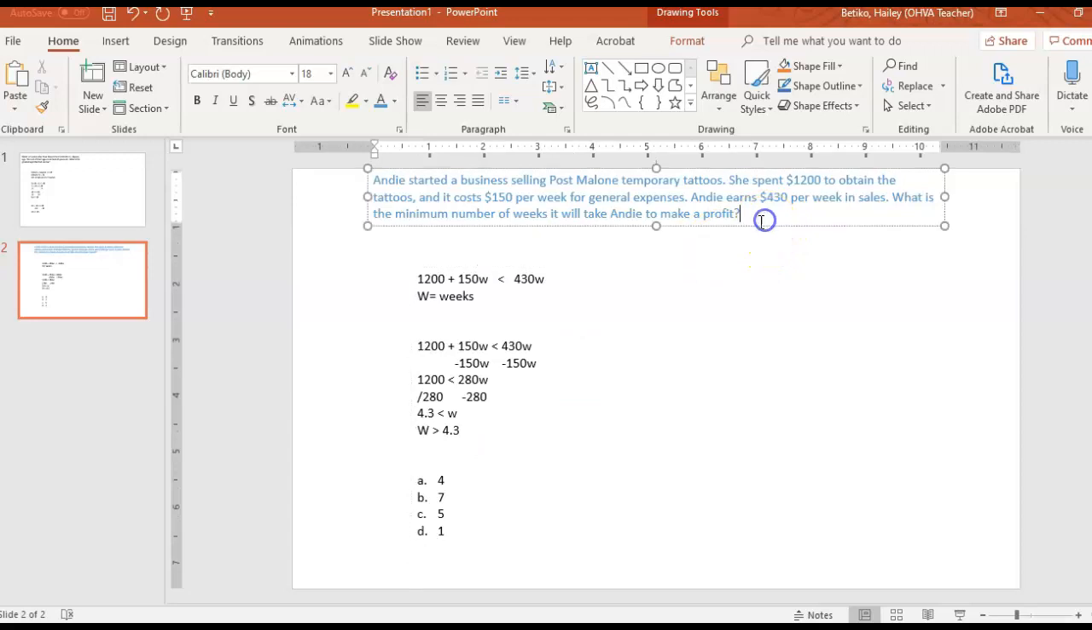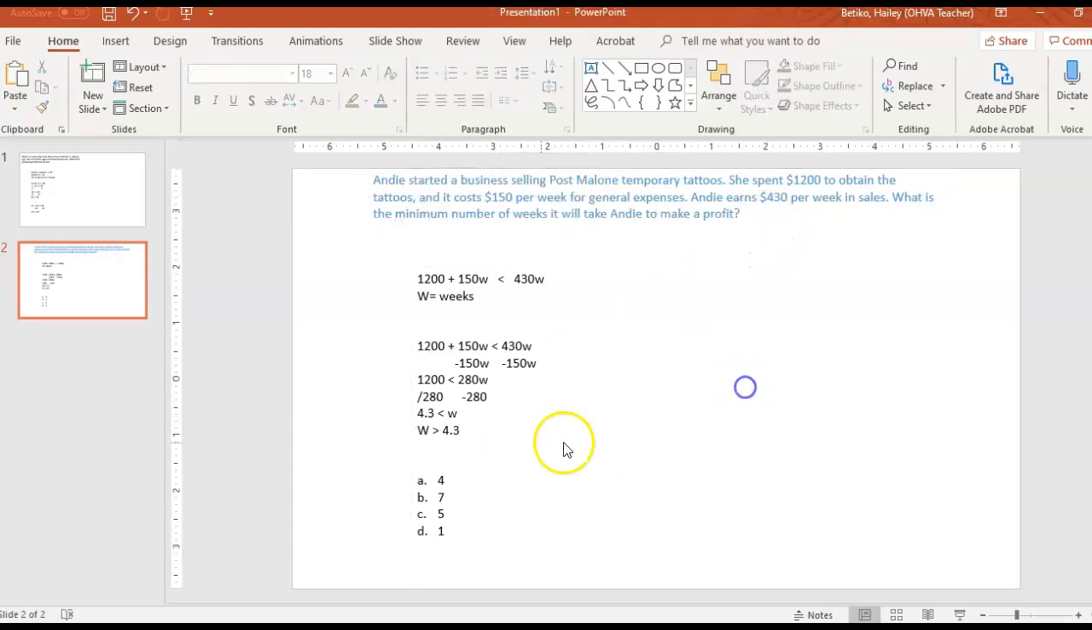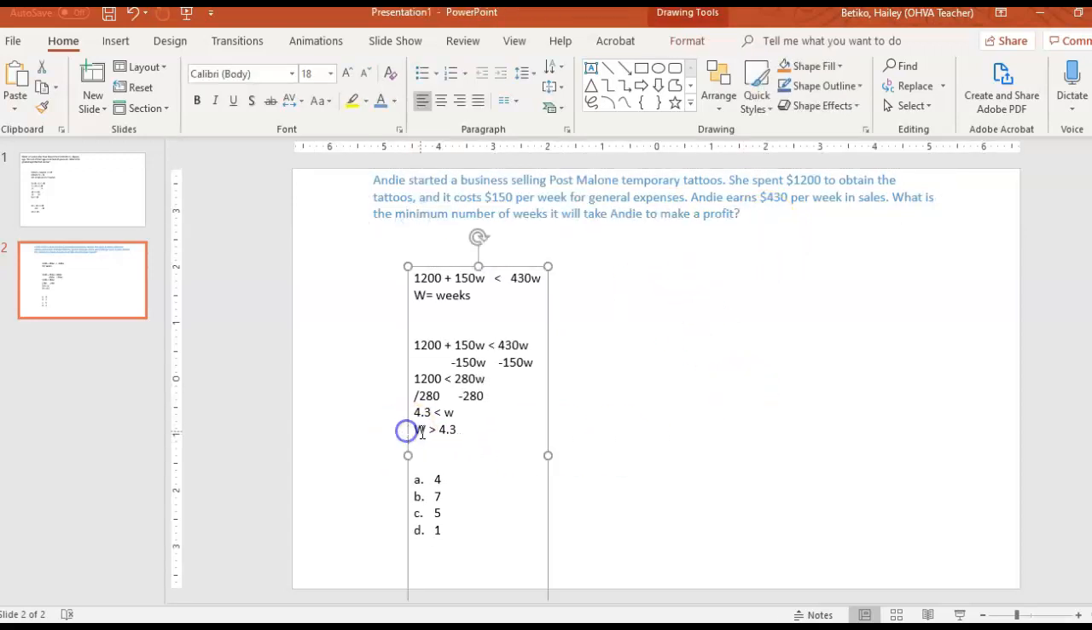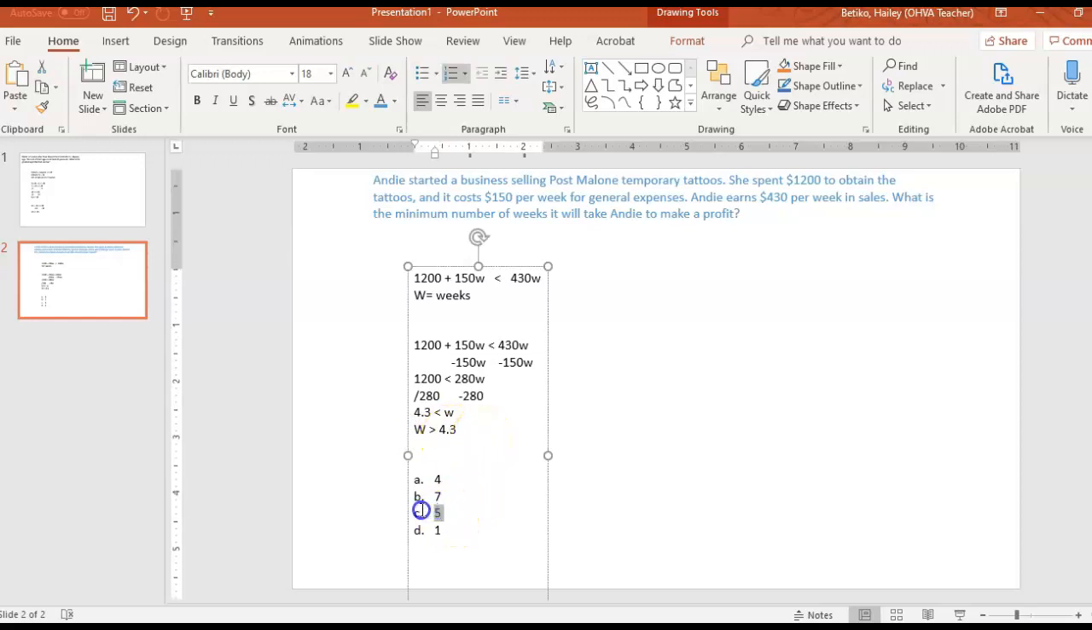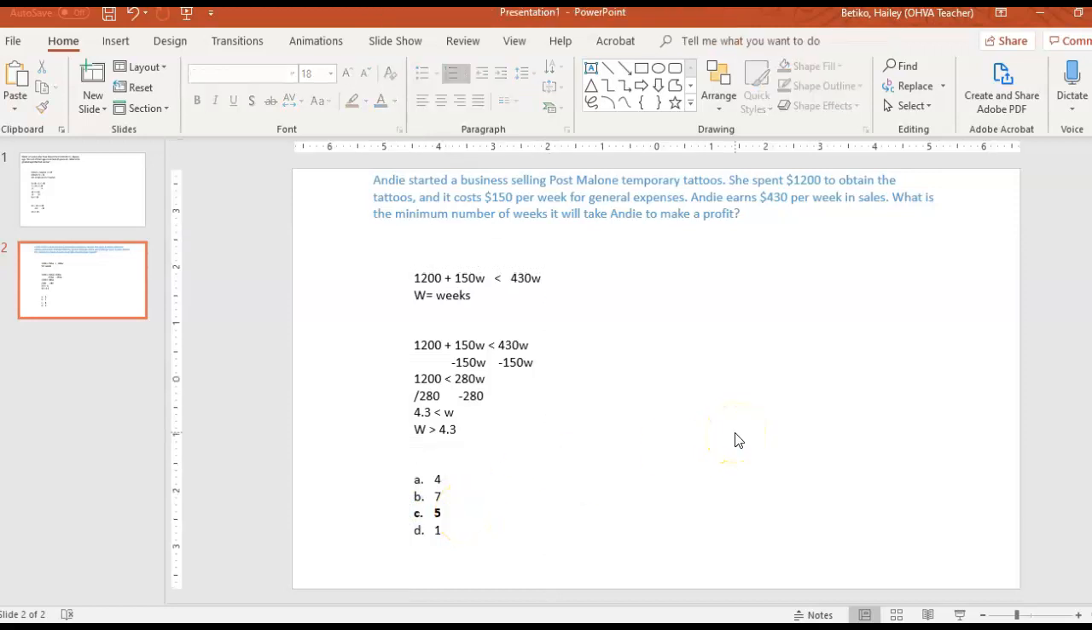Okay, the question says, what is the minimum number of weeks? Well, it has to be something greater than 4.3. And the only whole number that could work would be 5, because 7 would be too many. Like she would have already made profit on week 6 and week 5. So the minimum number of weeks it will take Andy to make a profit is 5. Hopefully that helps. If it doesn't, let me know.